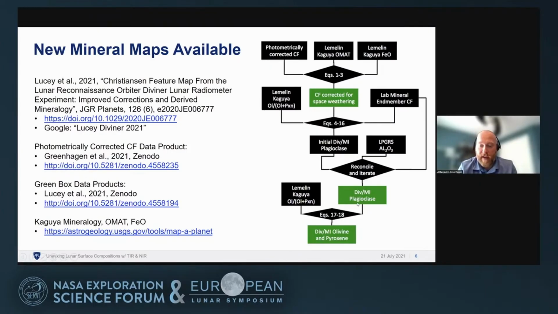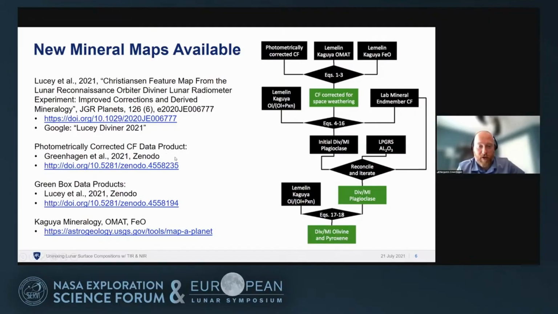And then we bring that back in to a second iteration with the mafic abundances to get what the final olivine and pyroxene abundances are. So if you're interested in taking a deep dive into this, there's a link to the paper here. If you just Google Lucy Diviner 2021, the first thing that shows up is this paper, and inside it there's also links to these data products.